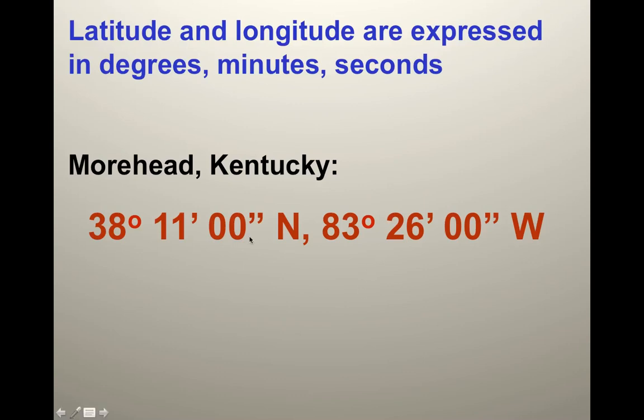So if we're at 38 degrees, 11 minutes, and 0 seconds north latitude, and we get our compass out and head north and walk 100 feet, what's our new location going to be? It's going to be 38 degrees, 11 minutes, and 1 second north. If we walk north 100 more feet, it's going to be 38 degrees, 11 minutes, 2 seconds north.